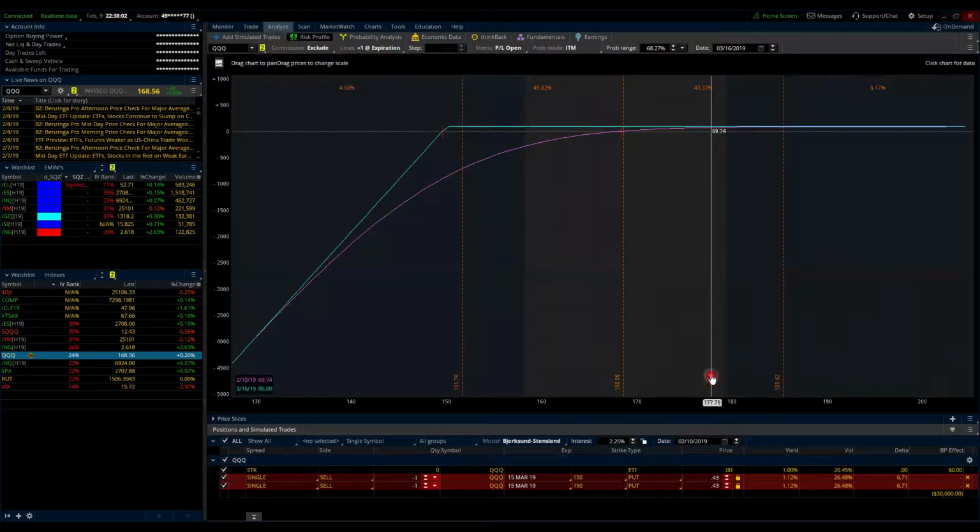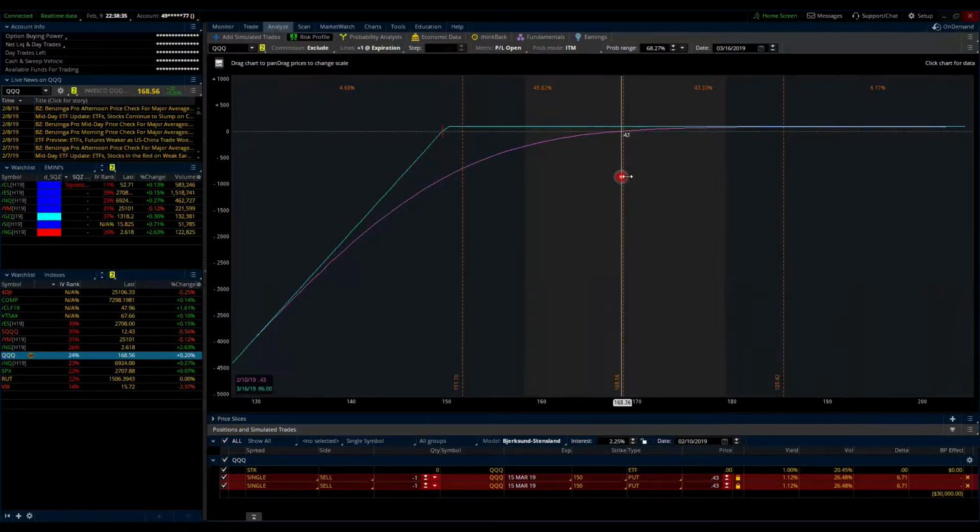So let's take a look and analyze this trade. Okay, so here's our payoff diagram. The y-axis is the profit, and the x-axis is the price of the stock. If we look in the middle, the dotted line here is the current price of the Qs. These dotted lines on the outside are one standard deviation out. As you can see, these red lines here, these are our break-even points.